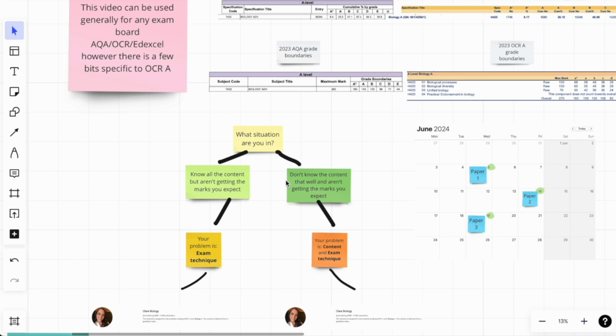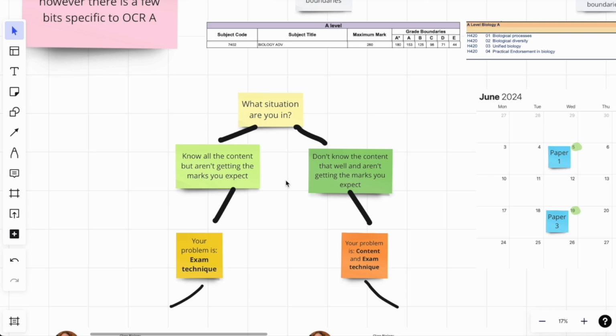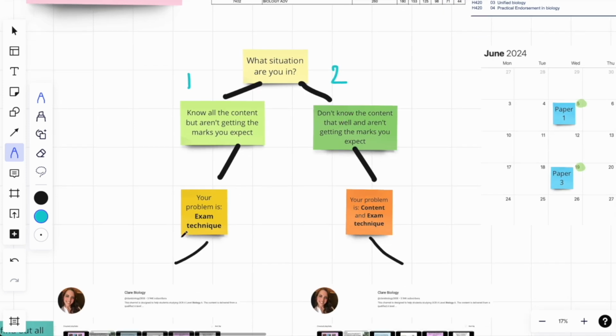Right. Sit down, okay? Get a pen or pen and paper ready, because I'm about to talk at you and you need to make notes. Are you ready? Okay. Right. So there are 2 positions that you might be in. Number one, you might know all the content, okay, but you aren't getting the marks in the past papers. Or you can be in camp 2, where you actually don't really know the content that well, and you aren't getting the marks as well. So if you're in 1, your problem is exam technique. If you're in 2, your problem is content and exam technique. Okay. But now the real question is, what can I do to solve the problem?